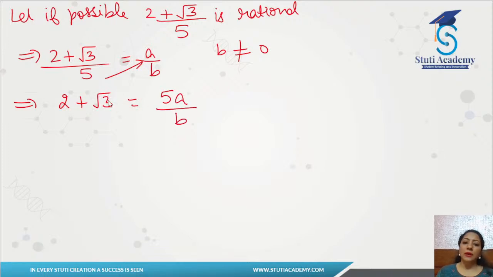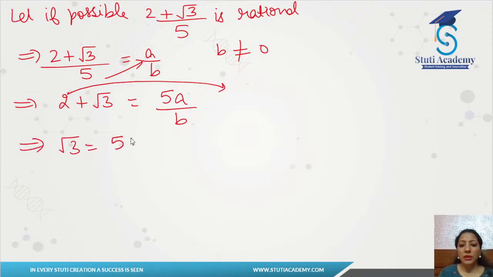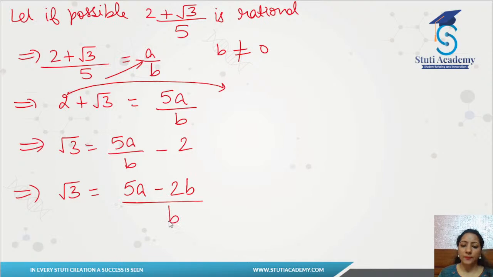Please notice, children, here, one term at a time we are going to take from the left hand side and take it to the right hand side. Only root 3 will be left here. I'll show you how. Now 5 I've taken on the other side, so I've got 5a upon b. 2 I'm going to take on the other side, and this will become 5a upon b minus 2. Now I'm going to take the LCM here. So I will get 5a minus 2b upon b.